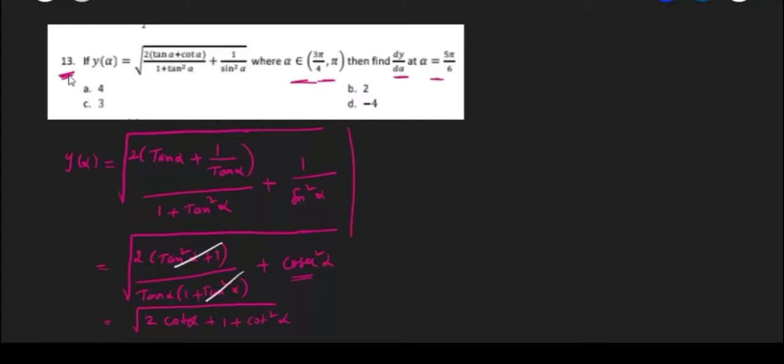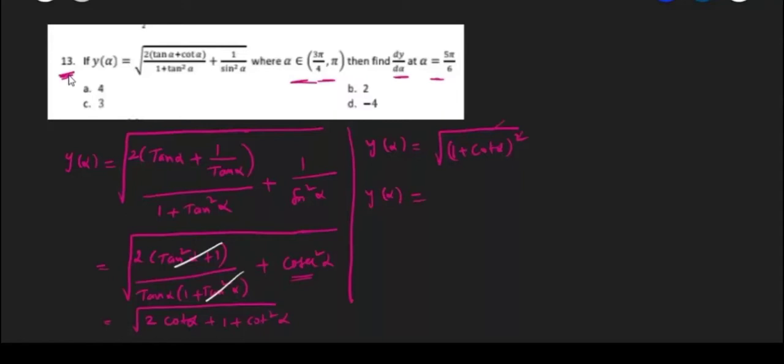So finally, what is y alpha? We have here root over 2 cot alpha plus 1 plus cot square alpha. It seems to be like a plus b whole square. So we can write it as 1 plus cot alpha whole square, that is 1 square is 1, plus cot square alpha plus 2 cot alpha. If you cancel root and square, you will get plus or minus 1 plus cot alpha.